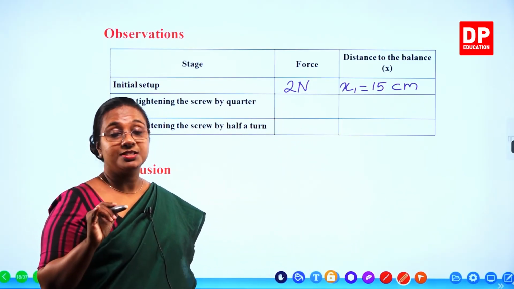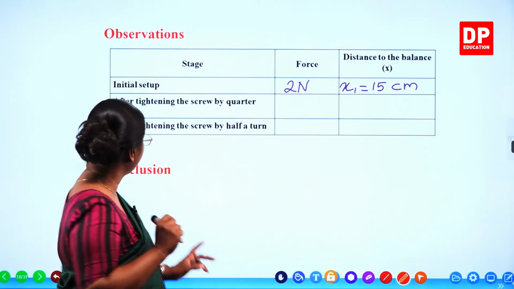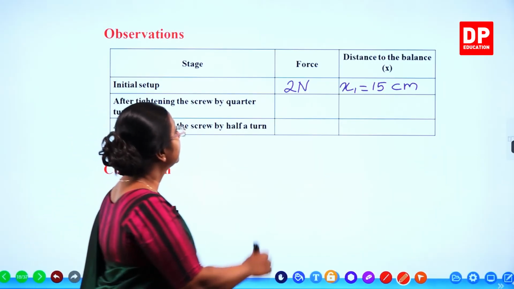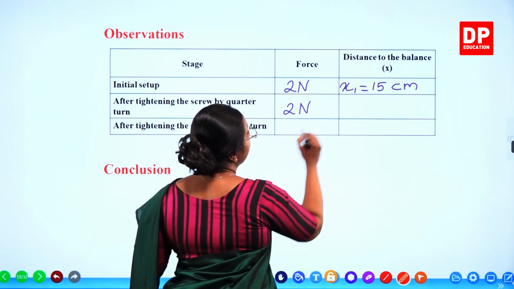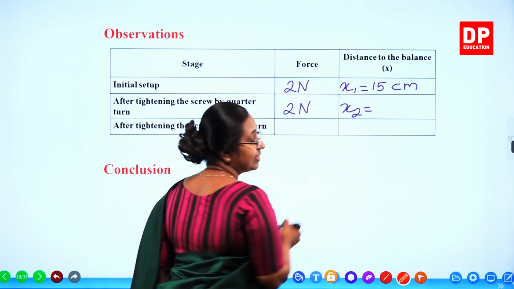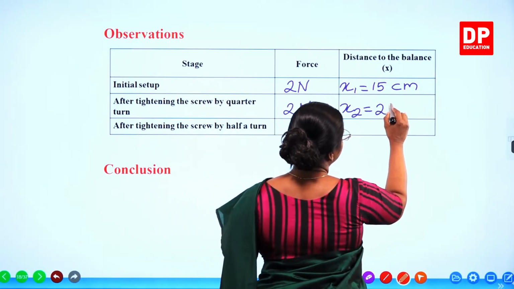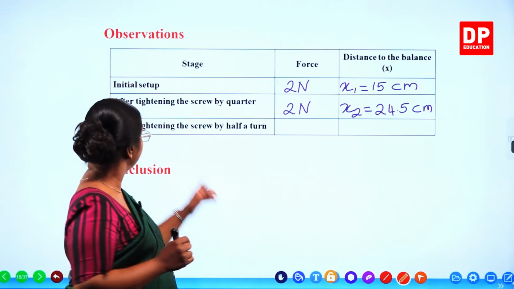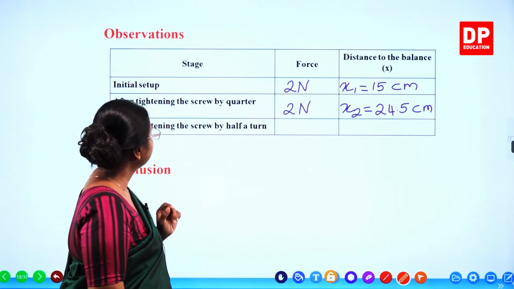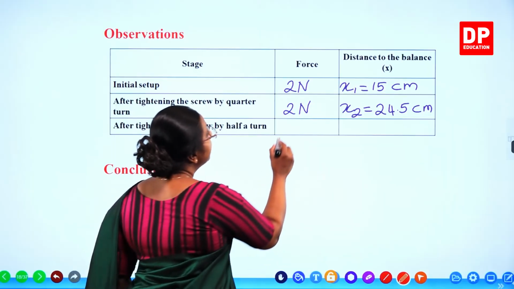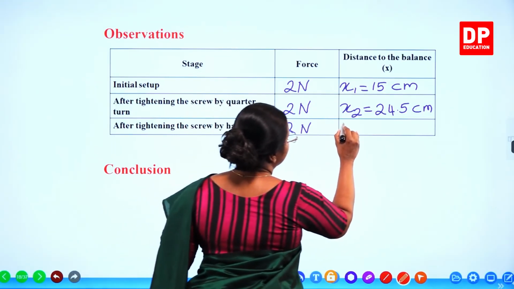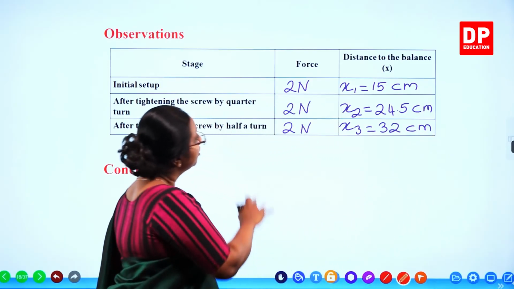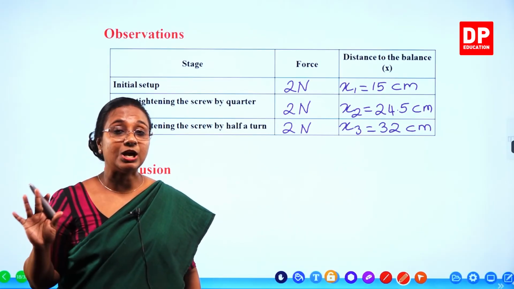Then with the force constant and after tightening the screw by quarter turn, what is the force? The same magnitude, 2 Newton, and we measured x2. What was that? It was 24.5 centimeters. And then again, I tightened the screw by another turn. After tightening the screw again, the force was 2 Newton, but we measured x3 and that was 32 centimeters. So from these observations, students, what can you all understand?